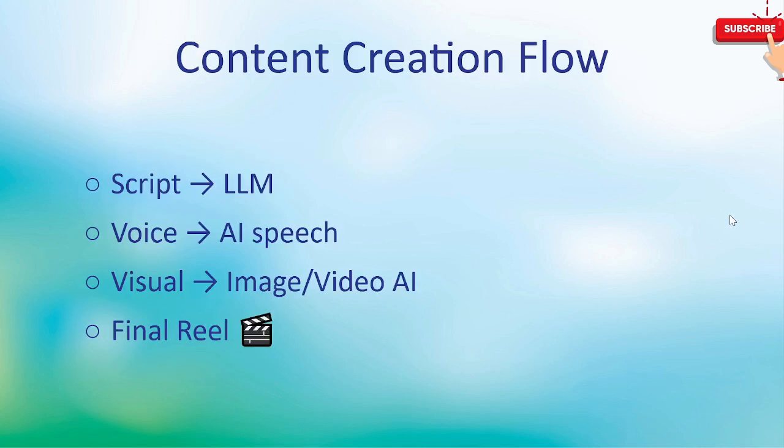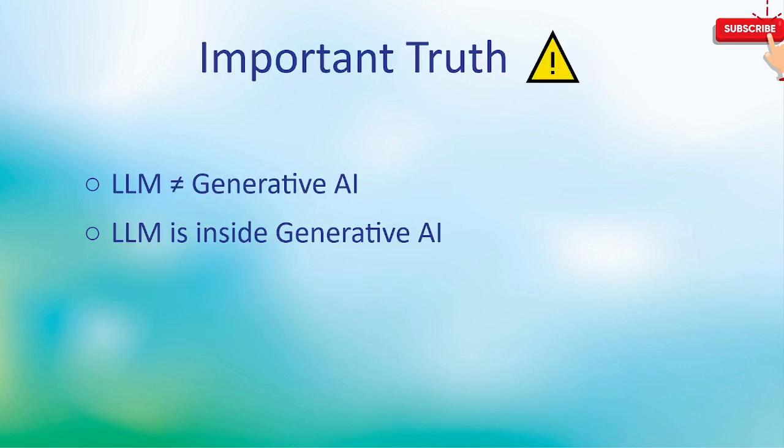So, generative AI is not just one thing, it's a combination of multiple technologies that can create different types of content. Let's say you want to create a YouTube reel. First, you need a script that is generated using an LLM. Then, you need a voiceover that comes from an AI voice model. Then, you need visuals. Those are created using image or video AI. Then, when you combine all of these, you get a complete video. That entire process is generative AI.